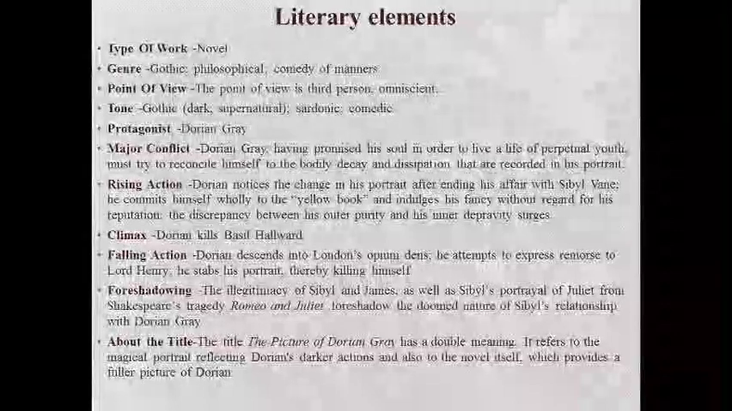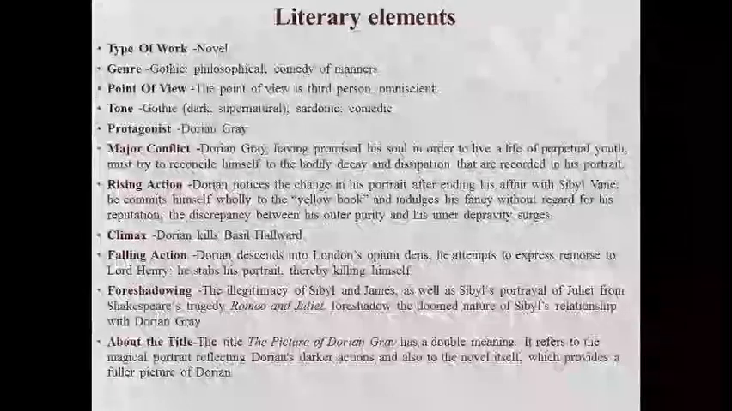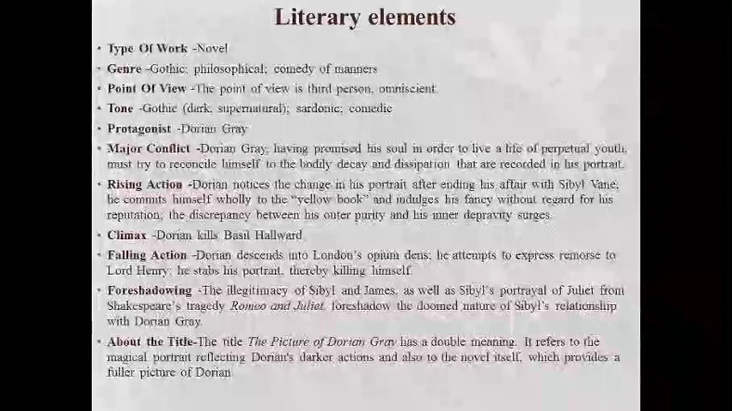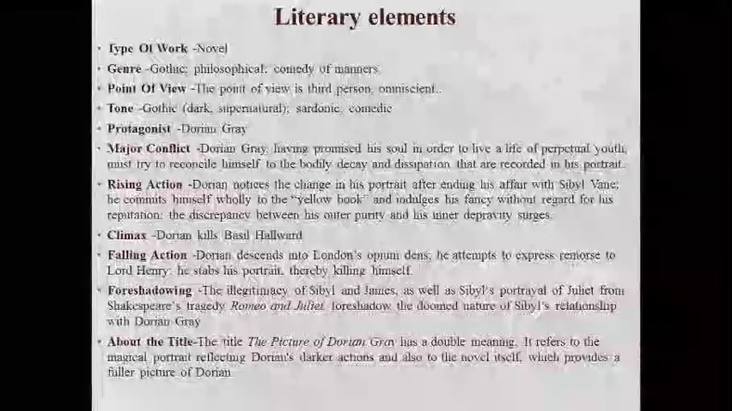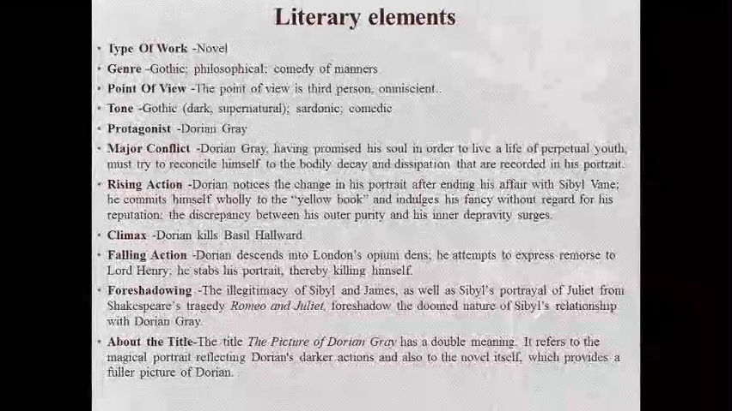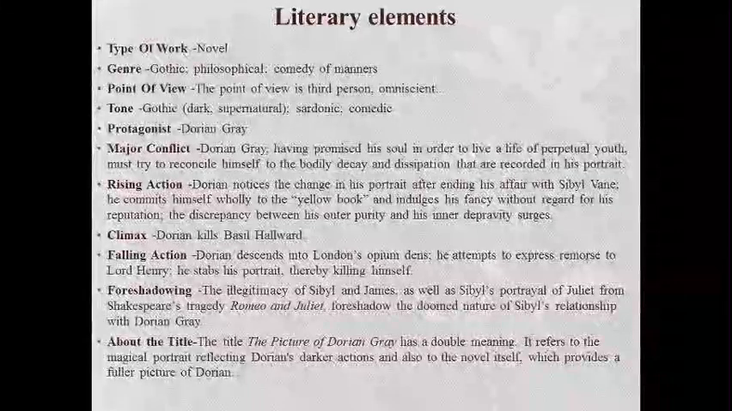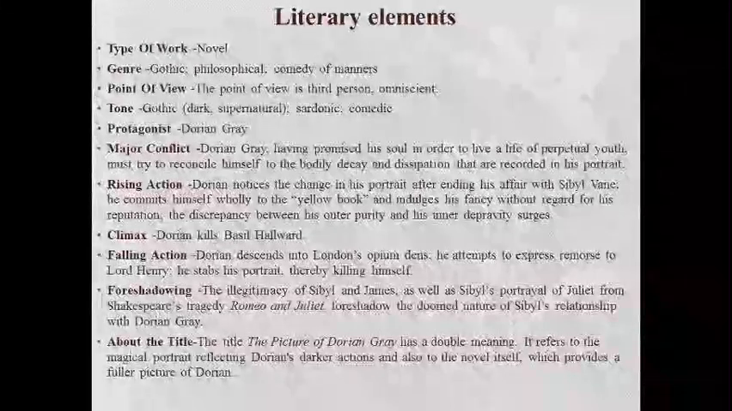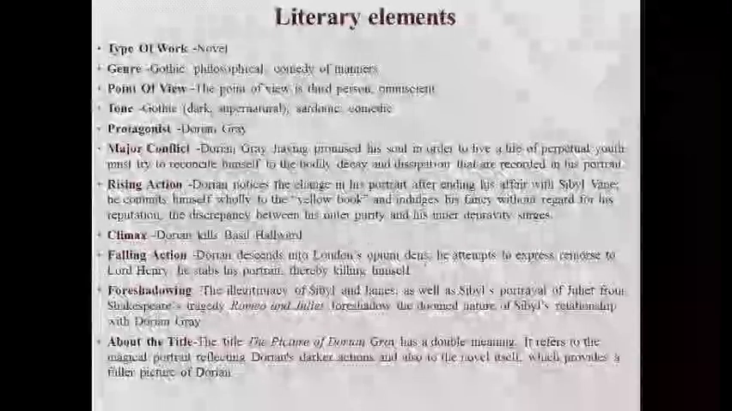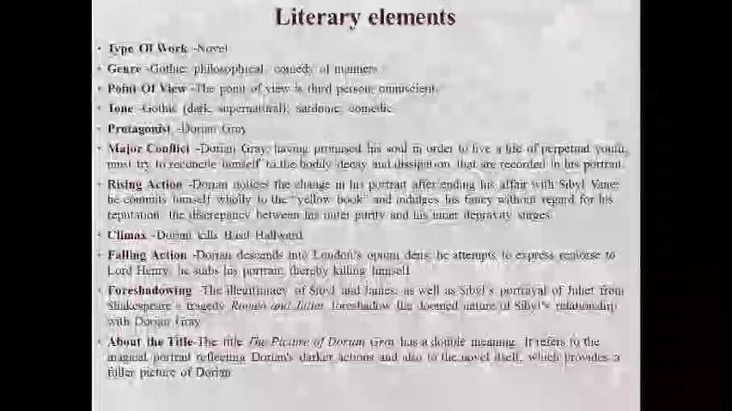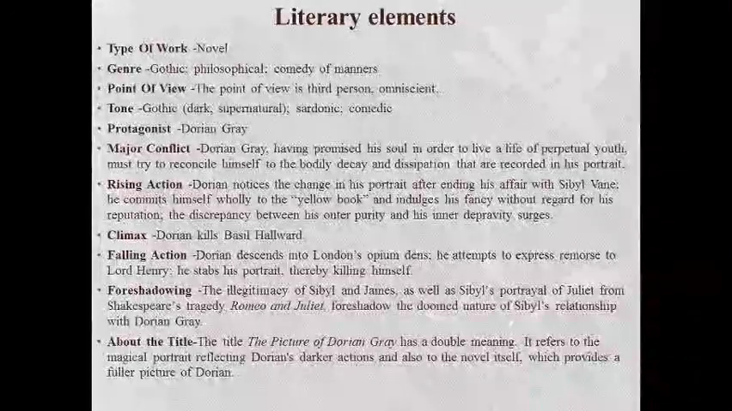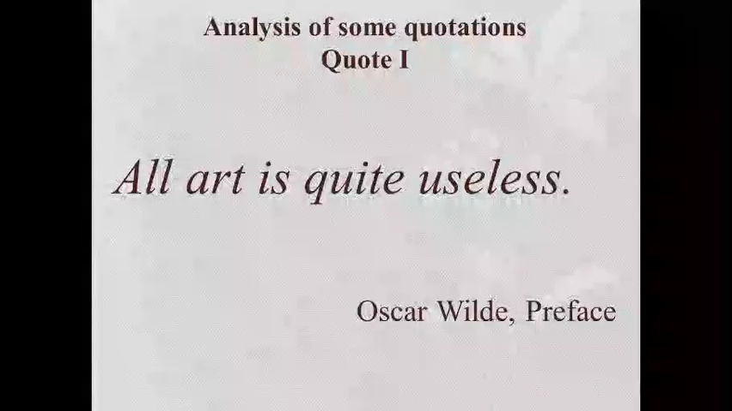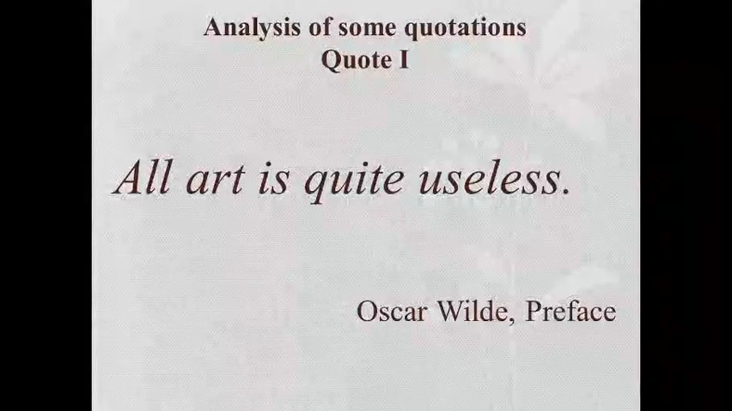Foreshadowing: the illegitimacy of Sybil and James, as well as Sybil's portrayal of Juliet from Shakespeare's tragedy Romeo and Juliet, foreshadow the doomed nature of Sybil's relationship with Dorian Gray. And the title, The Picture of Dorian Gray, has a double meaning. It refers to the magical portrait reflecting Dorian's darker actions, and also to the novel itself, which provides a fuller picture of Dorian.